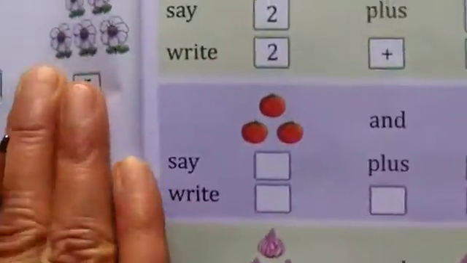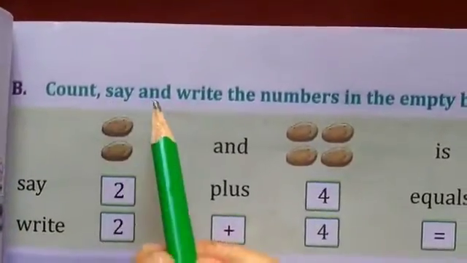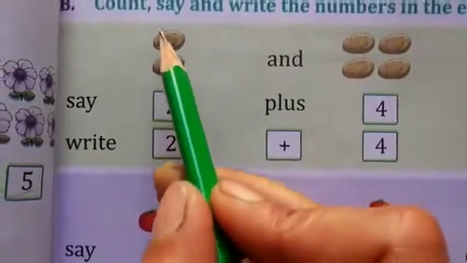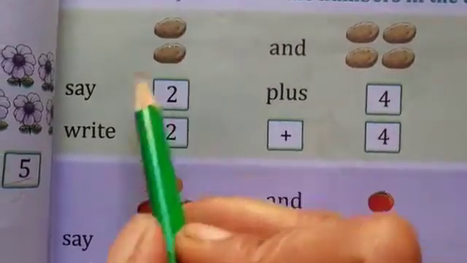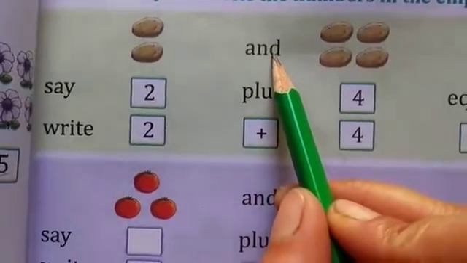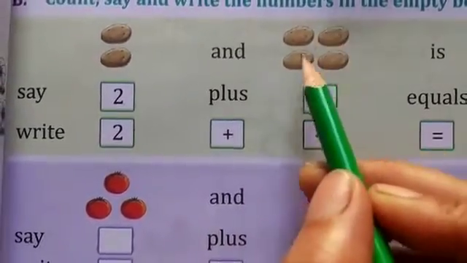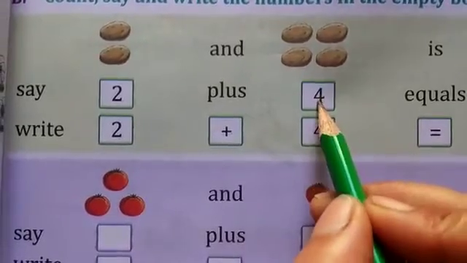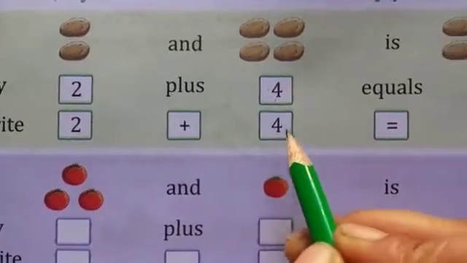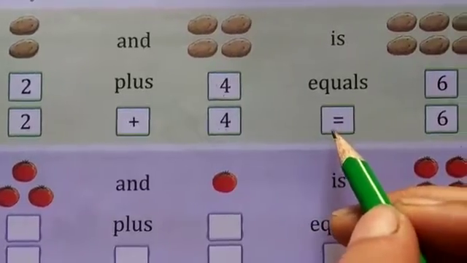Okay. And the next one is Count, B exercise. Count, say, and write the number in the empty boxes. Okay. How many potatoes? 1, 2. Say 2. Write 2. And then we write the sign of addition. 1, 2, 3, 4. Then we write 4. What do we say? 4. Then what do we write? "Is" means equals. Then we put the sign of equals.